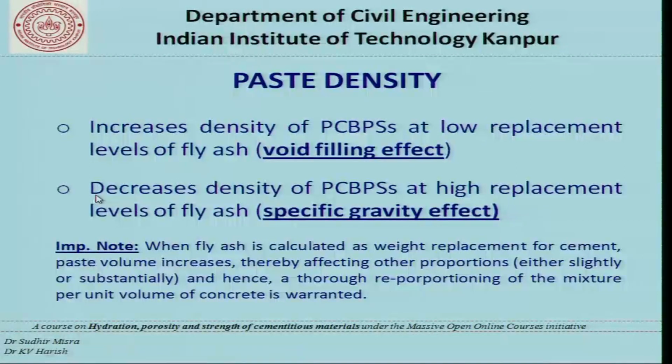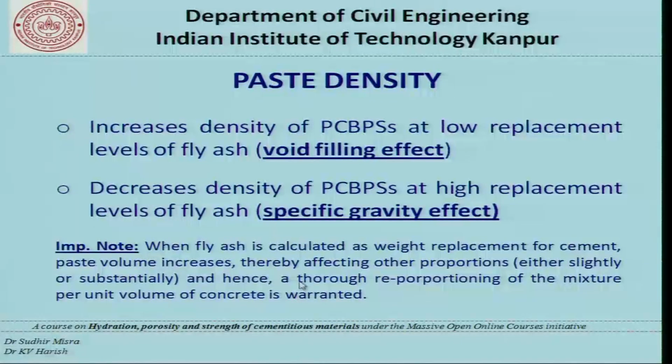Now, in the second case, the fly ash tends to decrease the density of Portland cement based paste system, and this is the usual case that happens, either at normal replacement level or high replacement level, and this is primarily because of the specific gravity effect, in the sense that fly ash has a lower specific gravity compared to cement, and hence the density for the fly ash mixtures will decrease. Okay. So, in the second point, decreased density is given specifically for high replacement level, because at normal replacement level there will be only a marginal decrease in density, not a substantial decrease. So, substantial decrease will be seen only at higher replacement levels of fly ash, and this is primarily due to the lower values of specific gravity for fly ash particles over cement grains.